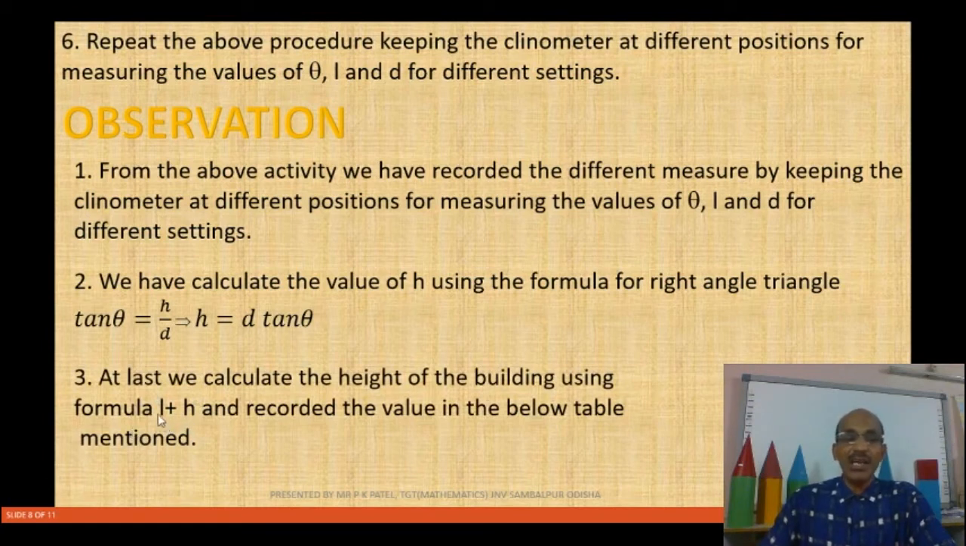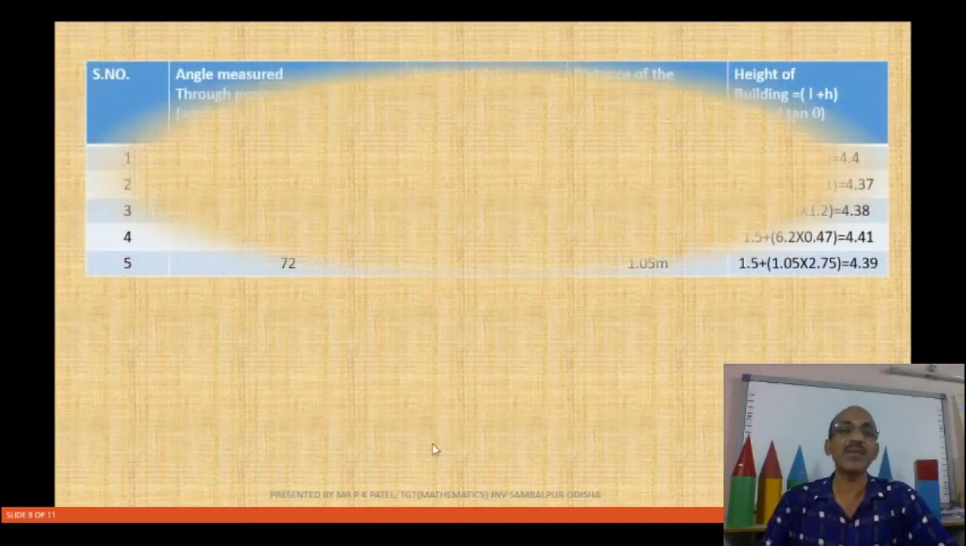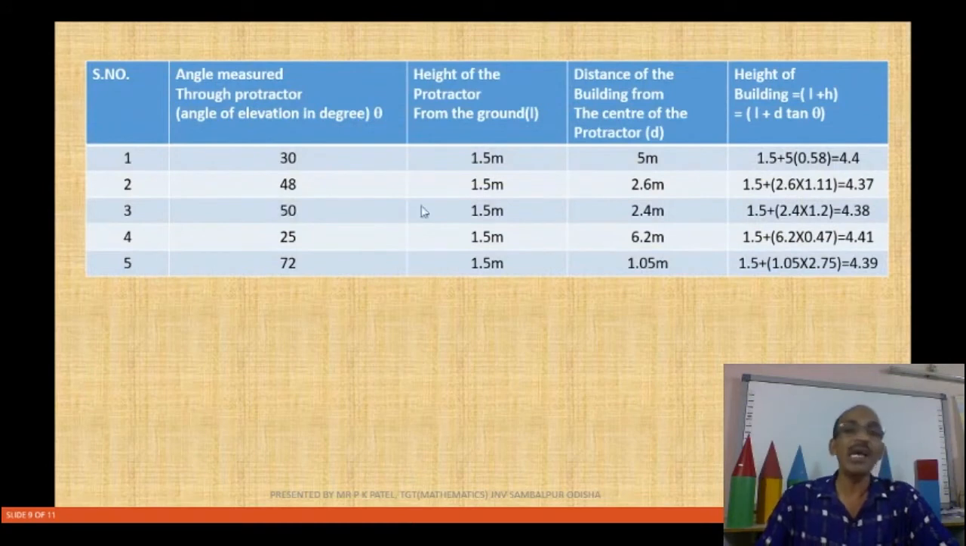L is the height of the center of the clinometer from the ground, and h is the height from the top of the clinometer to the top of the school building. We record the values in the table mentioned below. ये तुम्हारा टेबल है, देखो ऐसे करके इसको हम यहाँ रिकॉर्ड कर रहे हैं.